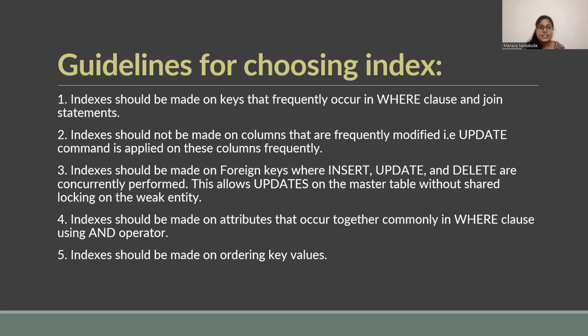The third point, indexes should be made on foreign keys where insert, update, delete are concurrently performed. This allows updates on the master table without shared locking on the weak entity. The fourth point, indexes should be made on attributes that commonly occur together in WHERE clauses and operators. Finally, indexes should be made on ordering the key values. So these are the guidelines we have to follow when choosing an index.